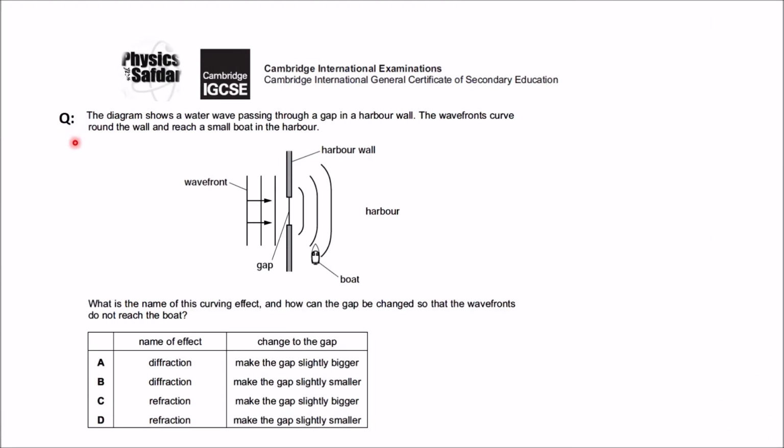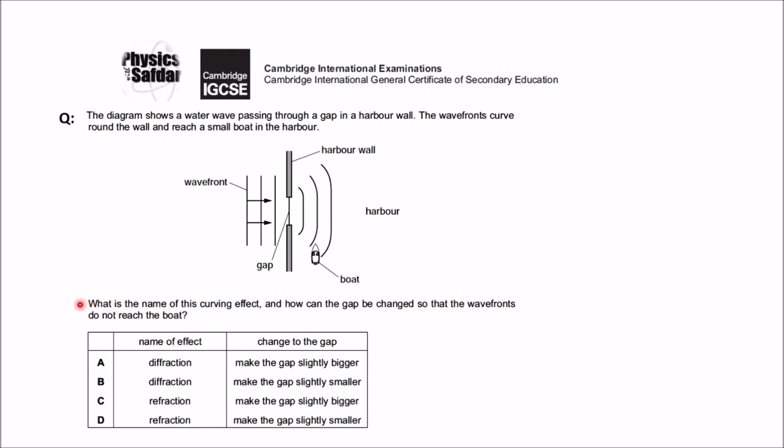This is question number 5. The diagram shows a water wave passing through a gap in the harbor wall. The wavefronts curve round the wall and reach a small boat in the harbor. Look at this diagram. These vertical lines are the harbor wall and these are called straight wavefronts. The arrow indicates the direction of wave travel, left to right. On the right side you can see we have a boat. What happens when the wave goes through this gap? It diffracts. Because of the diffraction, the wave can easily approach the boat. This is the situation we have.